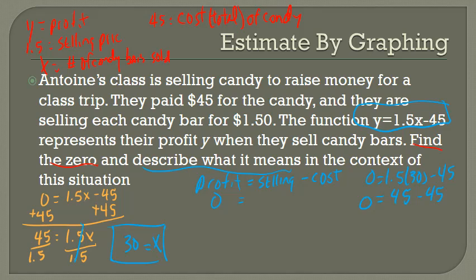So again, I'm trying to determine what this means. What this does mean is that the class must sell 30 candy bars before it starts making a profit. And what does that mean? You need to get out there and sell some candy bars.